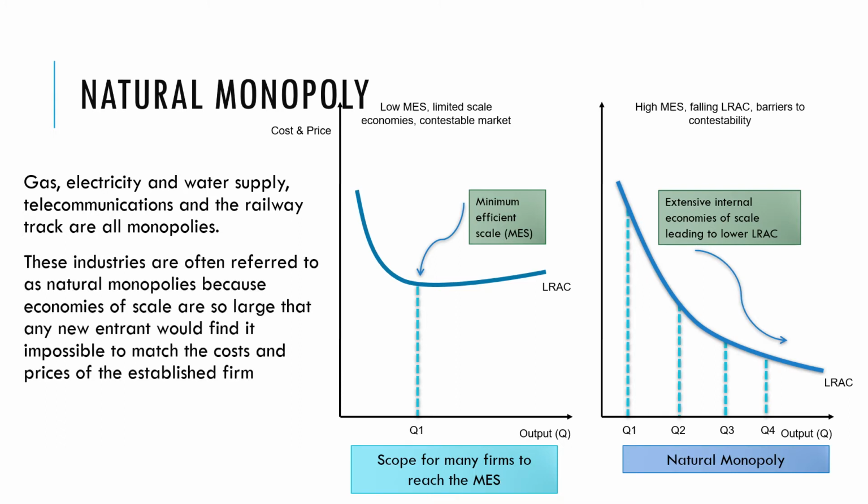Economies of scale are so large that any new entrant would find it impossible to match the costs and prices of the established firm. Now, to avoid these monopoly companies exploiting customers, they're sometimes owned by the state. So states often provide gas, water, things like that, so they can make sure that customers are not exploited. Or sometimes the state will regulate the private company, produce rules and regulations about what that company can do with its prices.